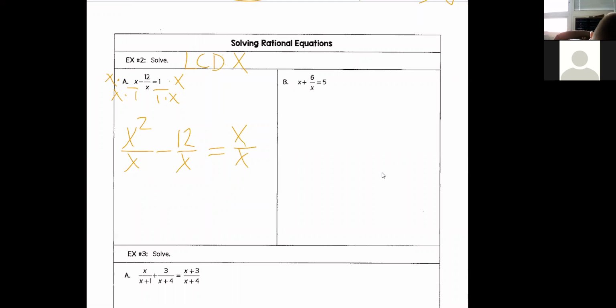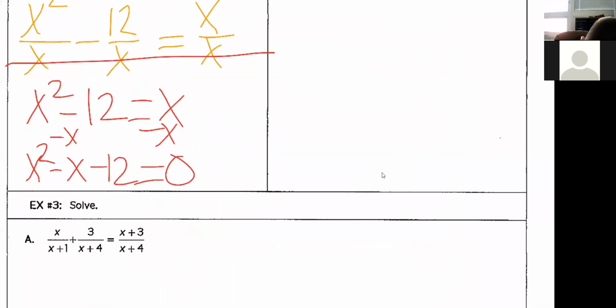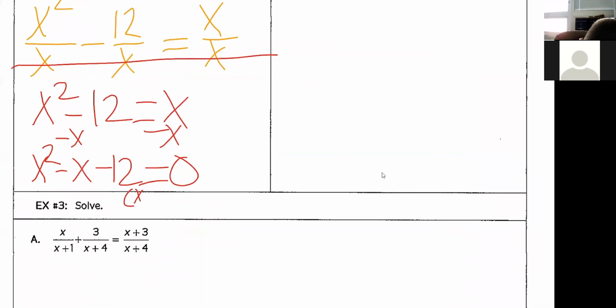And then from here, you can eliminate your denominators like we saw in that last question. Really what you would be doing is multiplying both sides by x to get rid of them. So now we would have x squared minus 12 equals x. We want to move that x over so we get our trinomial: x squared minus x minus 12 equals 0. That would factor to be (x minus 4)(x plus 3).